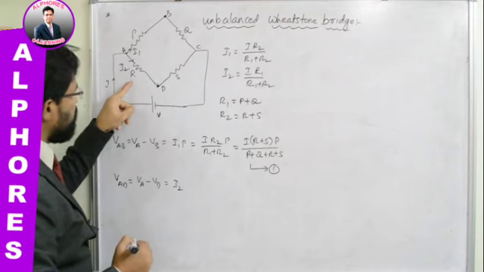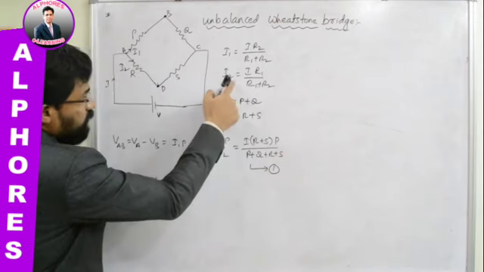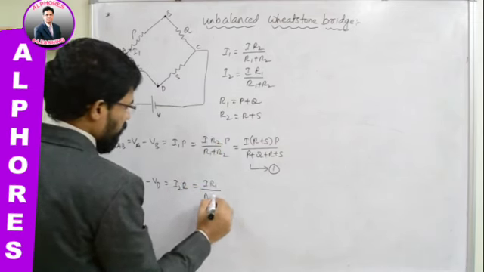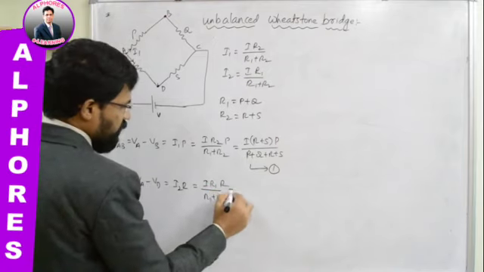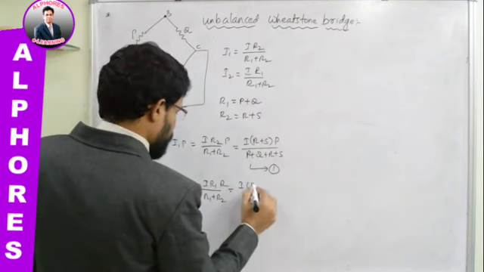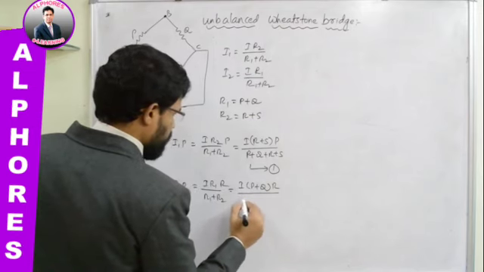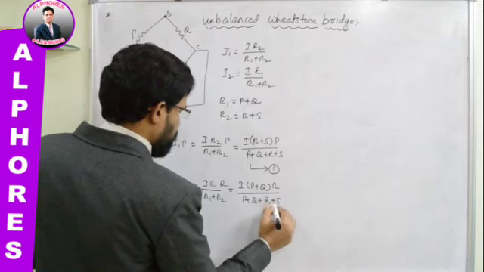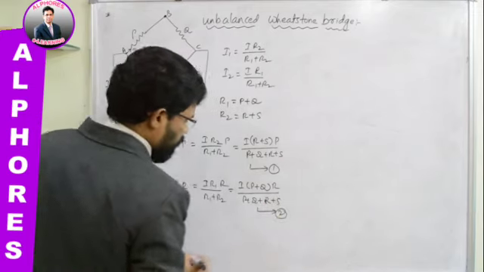How much is the resistance between these 2 points? R is equal to I2. How can this I2 be written? I2 is I R1 by R1 plus R2 into R. What is our R1? P plus Q. So it is I into P plus Q into R, divided by R1 plus R2, which is P plus Q plus R plus S. Let us take it as equation number 2.